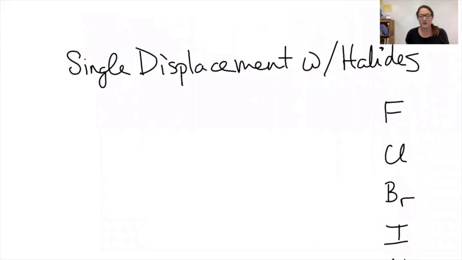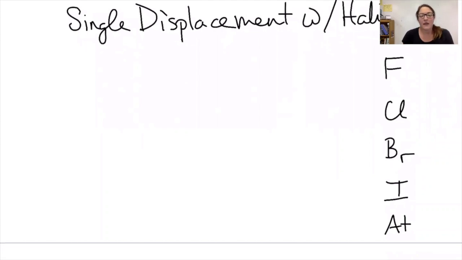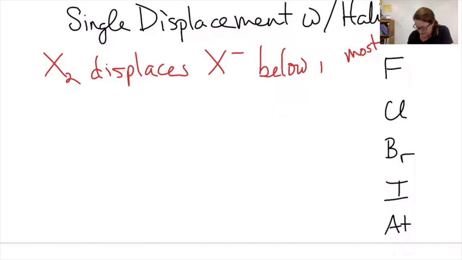We are also going to look at single displacement reactions of a halogen reacting with a halide. Now, in the order that we have group 17, the top is the most reactive and the bottom is the least reactive. When we say single displacement reaction, the halogen is capable of displacing a halide, meaning the ion, below it on the periodic table.